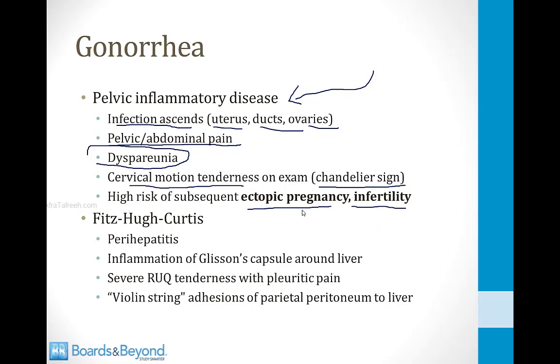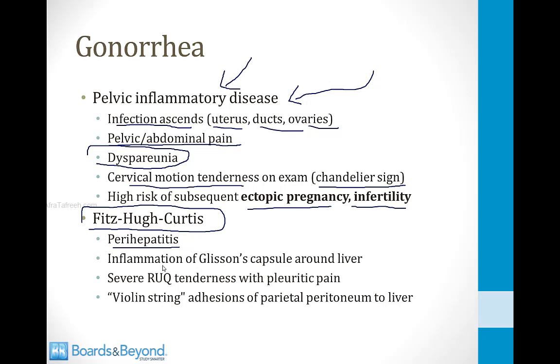Another complication you can get from gonorrhea is something called the Fitz-Hugh-Curtis syndrome. This is inflammation around the liver, and the way I remember this is I just think of that infection climbing up from the cervix to other parts of the pelvis. That gives PID, and it can climb even further all the way up to the liver.